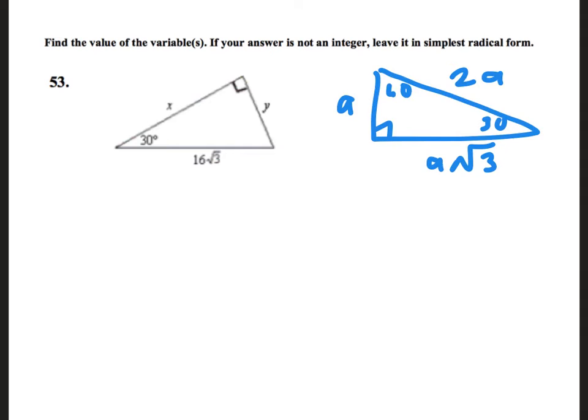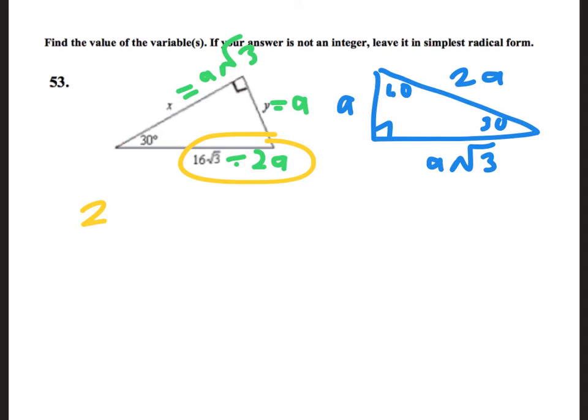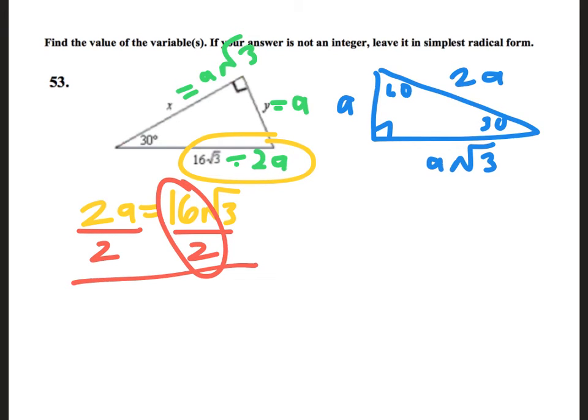Again, I'm going to label my sides. So Y is going to be A. This guy is my long side, so it's going to be A times the square root of 3. And then this one is 2A. Right now, I notice I have 2A equals 16 root 3. To get rid of my 2, I have to divide both sides by 2. Now when I do that, I'm just dividing those numbers out front. So I really have A equals 8 root 3.